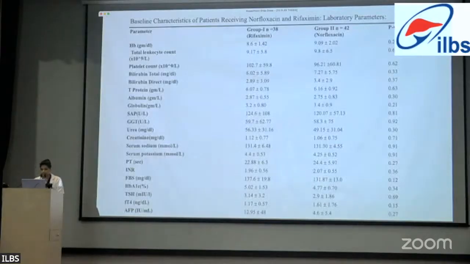Coming to the baseline parameters, the baseline characteristics were almost similar between both the groups. At presentation, the hemoglobin was 8 and 9. Total bilirubin was 6 in the rifaximin group and 7 in the norfloxacin group, with an albumin of 2.8 in the rifaximin arm and 2.75 in the norfloxacin arm. Creatinine was 1.1 in the rifaximin arm and 1.06 in the norfloxacin arm.